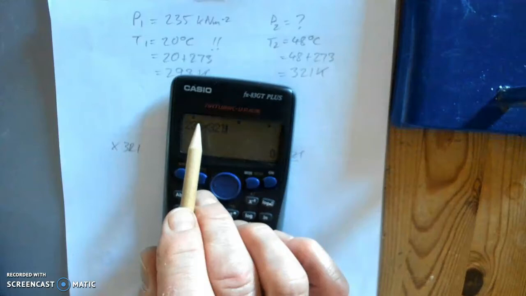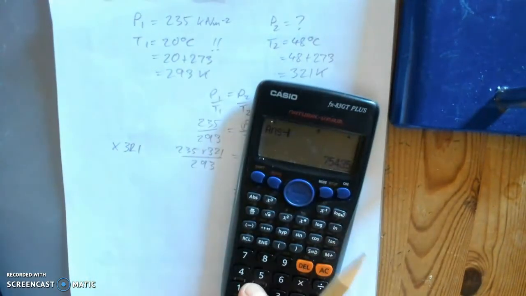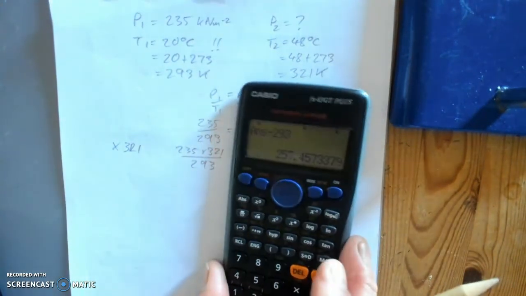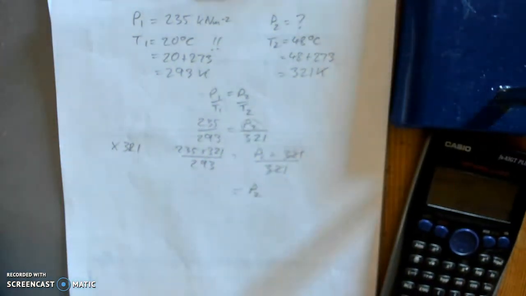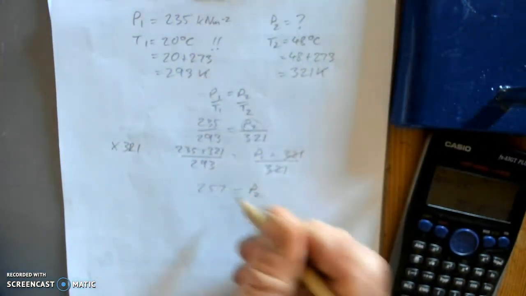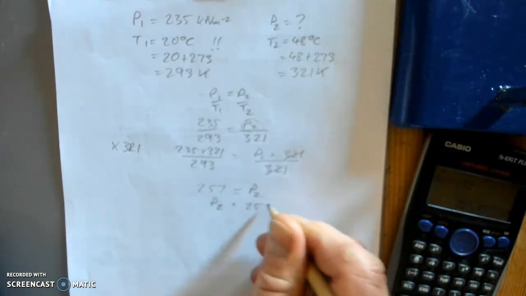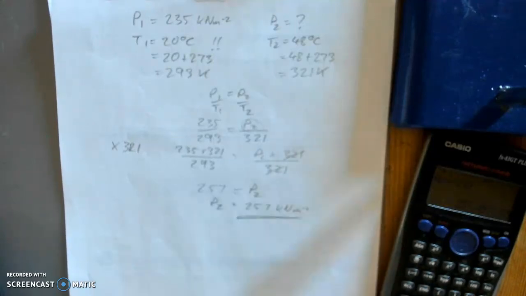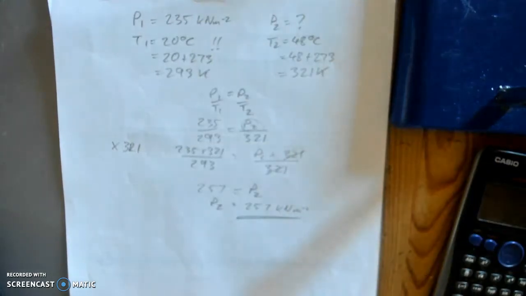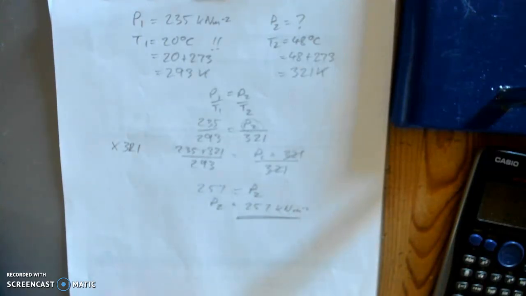So I've got 235 times 321 equals, divided by 293 equals, and we'll get an answer of 257.45, but we're just doing three significant figures, so it's 257. Put down your final answer. P2 equals 257 kilonewtons per square meter, and that is your final answer. So whatever the units were for pressure on one side, it's the same thing on the other side.